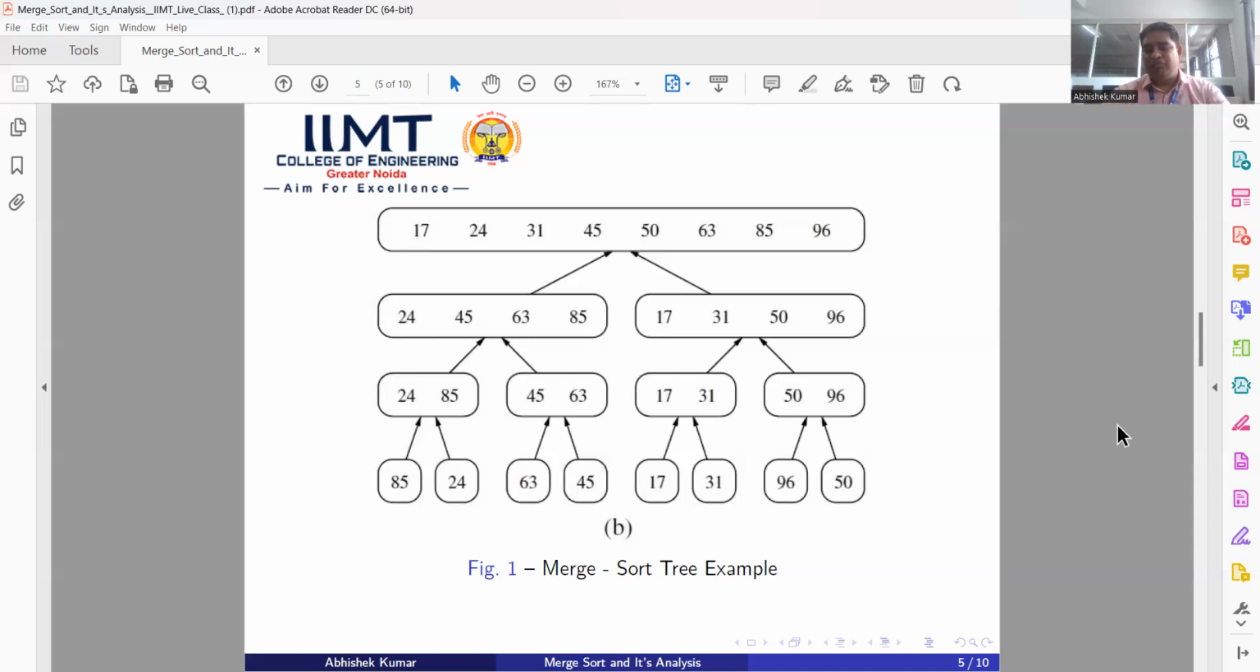So now we can see that we are doing the merging from bottom to top. First of all, if you see the last level of this tree, we have to merge 85 and 24.